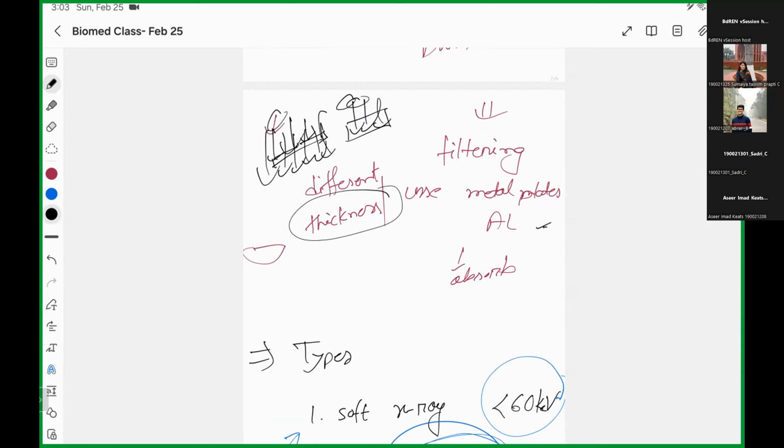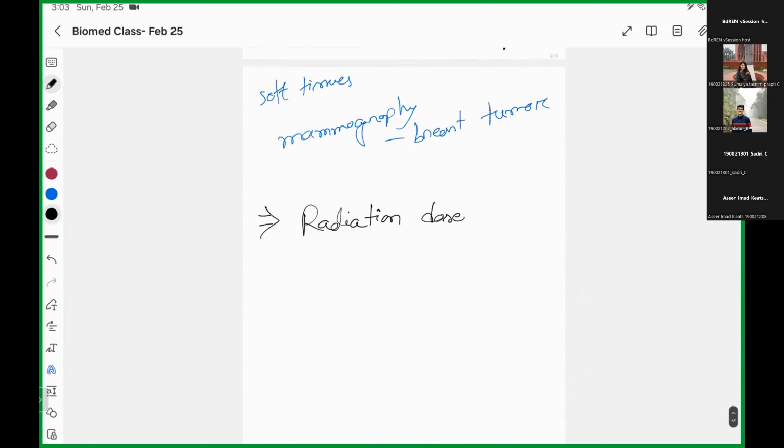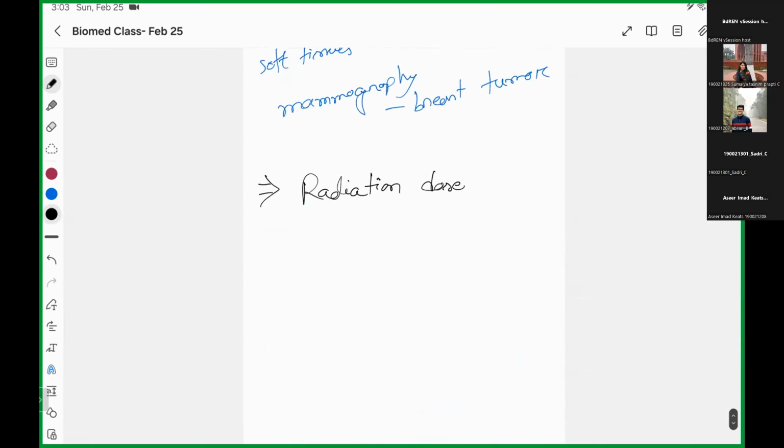Now, a little bit more on radiation dose. Radiation dose is the unit based on which we measure the amount of radiation you need to achieve to get better, accurate images.